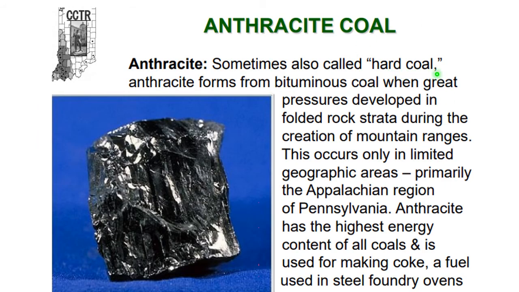Anthracite, or hard coal, forms from bituminous coal when great pressure develops in the geological formation. It occurs only in limited areas. In the United States, only in the Appalachian region of Pennsylvania. Anthracite has the highest energy content and is used to make coke, which in turn is used in steel foundry ovens.